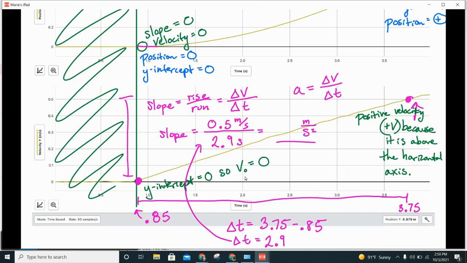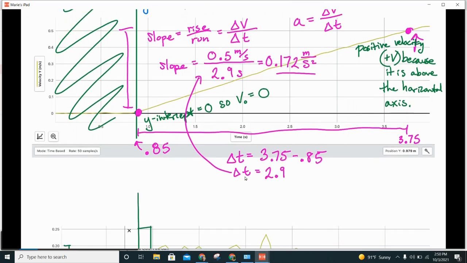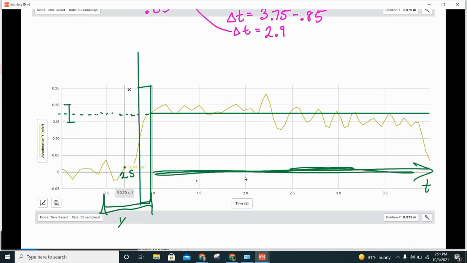And when I do this, I'm going to have meters per second divided by seconds. And that is going to cause it to be meters per second squared. And when I do 0.5 divided by 2.9, I get 0.172. So if I come down here and I look at my other graph, yep, that looks about right. It is crossing the graph at about 0.172. So that's perfect.